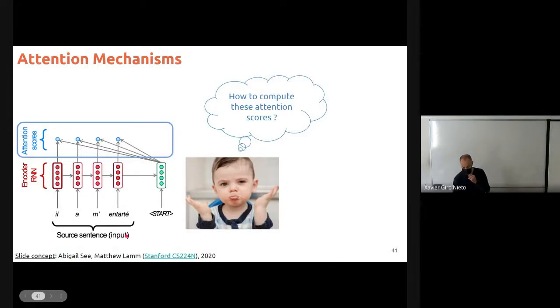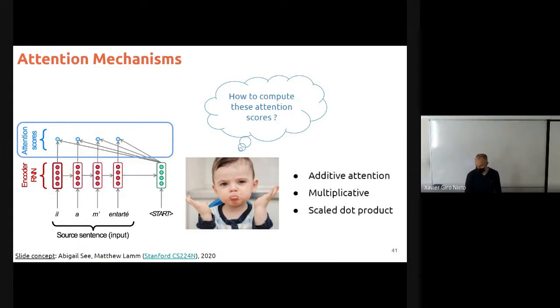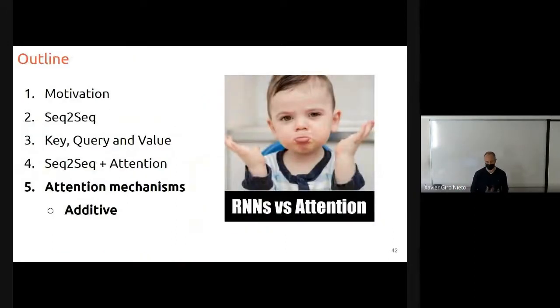Okay, so remember the question that we have is how we compute these scores. As I just said, we compute similarity and didn't explain how. So I will go through these three variations: additive attention, multiplicative, and scaled dot product. Multiplicative and scaled dot product are more or less the same, but in the literature, first they called it multiplicative, and now they are called scaled dot product. But you see that they are the same in the end. So let's start with the additive, which was the first one that was proposed.